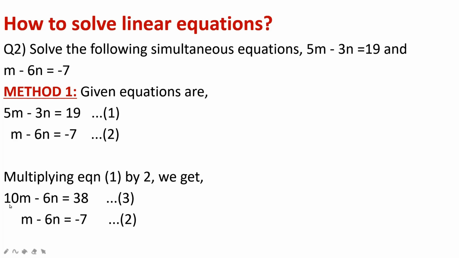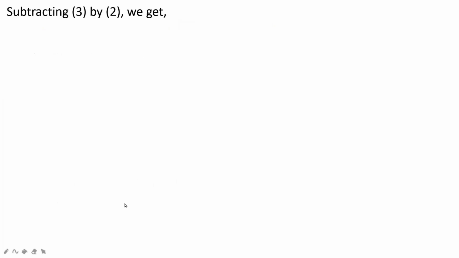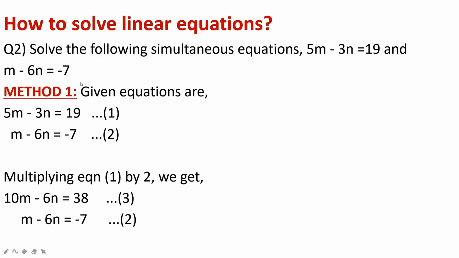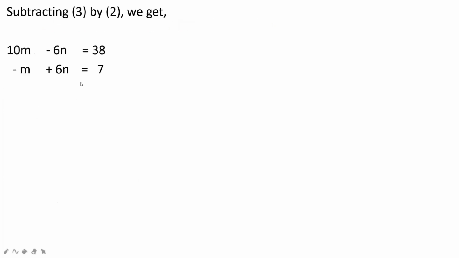Now you can see clearly that the coefficients of n are similar. So if I subtract equation 3 by 2, then 6n and 6n will get cancelled, and I can find the value of m. So let's proceed and see. Subtracting 3 by 2, we get 10m minus 6n is equal to 38 and minus m plus 6n is equal to 7. So you can see we had m minus 6n is equal to minus 7, which became minus m plus 6n is equal to 7 since we have subtracted.